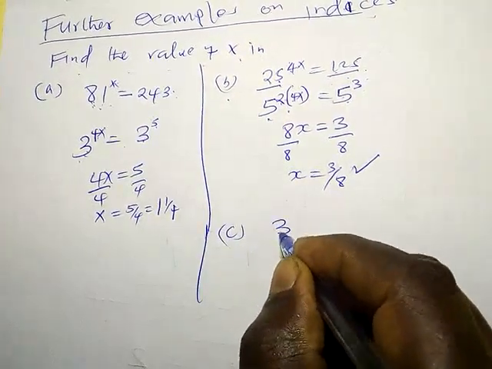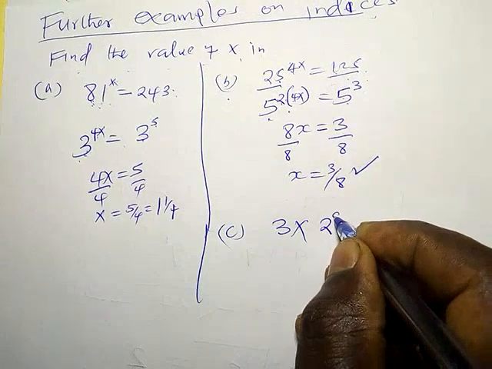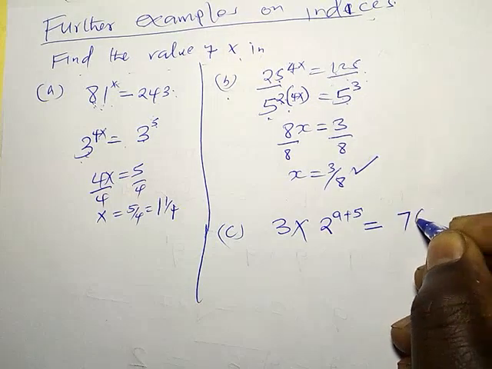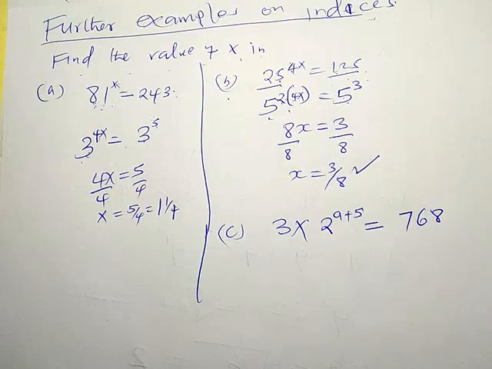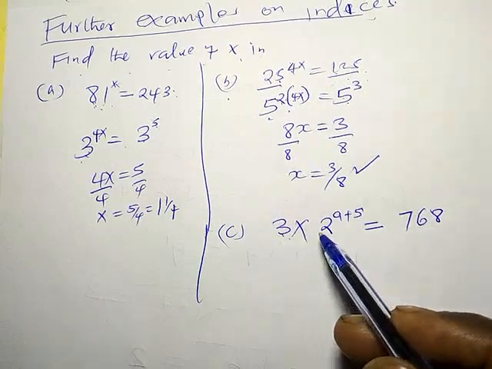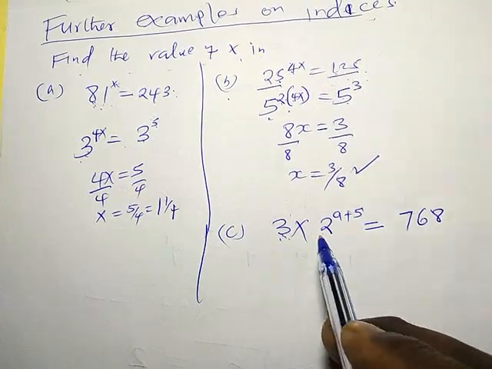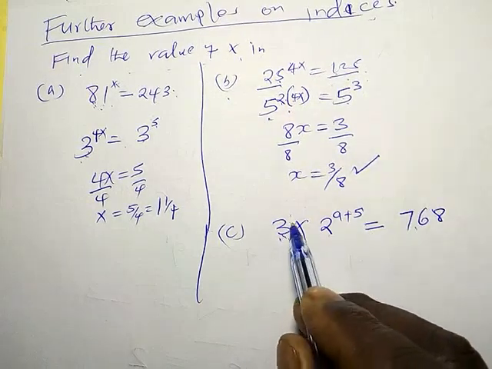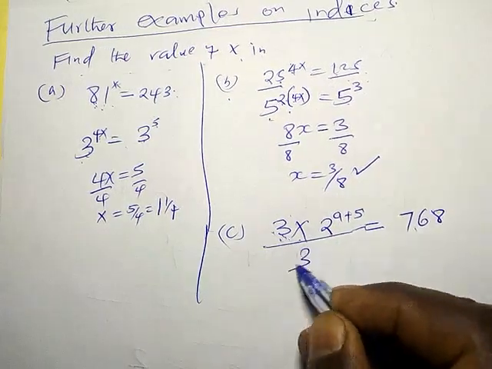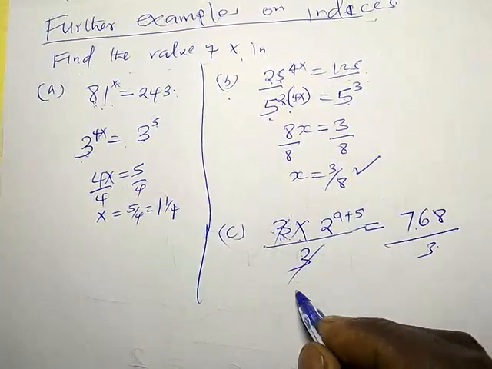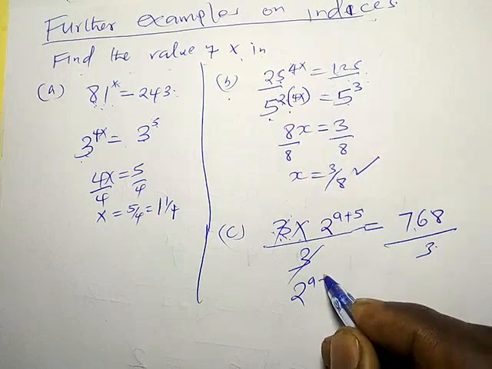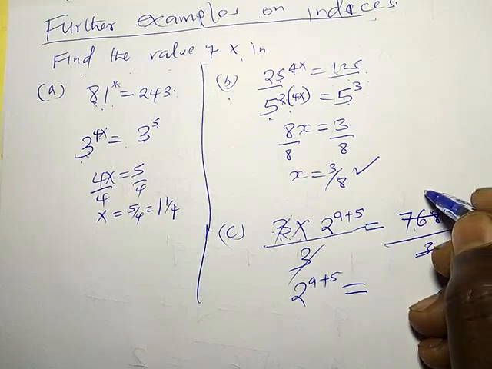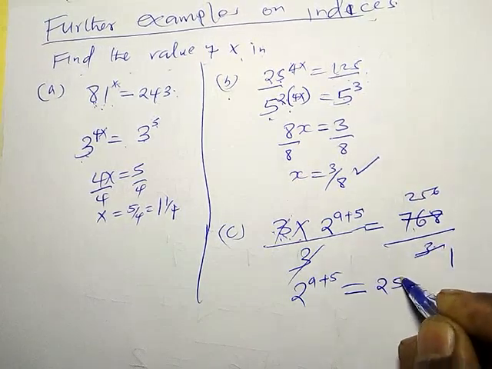3 times 2 raised to power a plus 5 equal to 768. So you see this one is not the same base, but it has been multiplied by this number. So what you do, you remove this number by dividing both sides by 3. So we remain with 2 raised to power a plus 5 equal to 256.